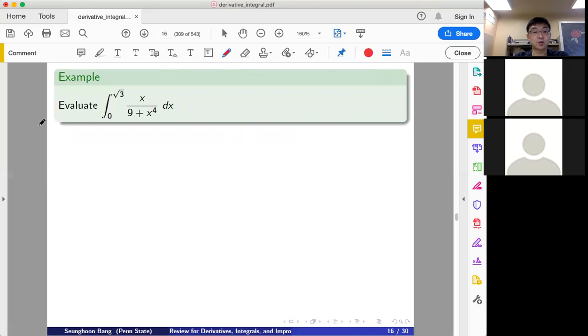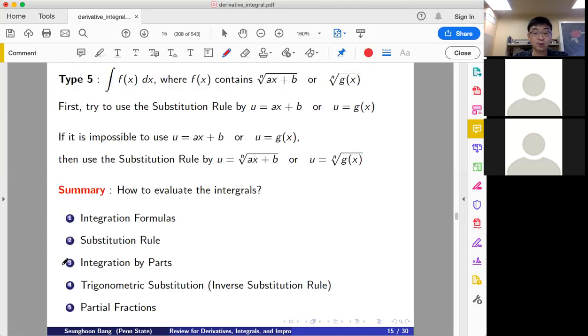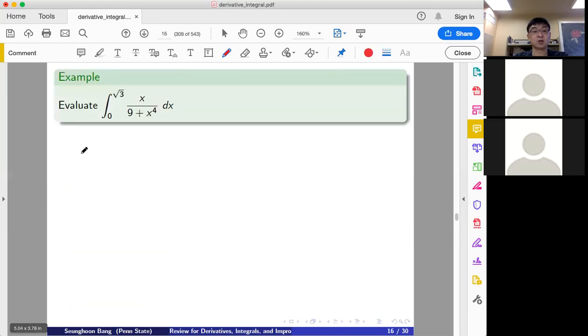Integral from 0 to square root of 3 of x over 9 plus x to the 4 dx. How can you solve? We have 5 methods: integration formula, substitution, integration by parts, trigonometric substitution, partial fractions. So which one? Partial fractions is possible, but more complicated. In this case, the bottom has 9 plus x squared, it's good.